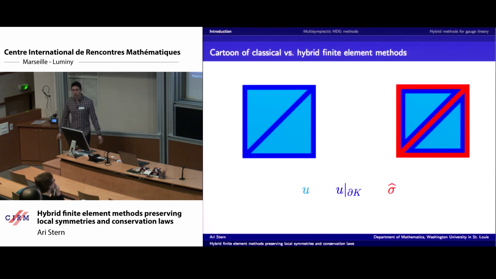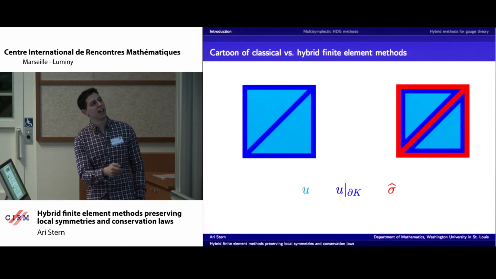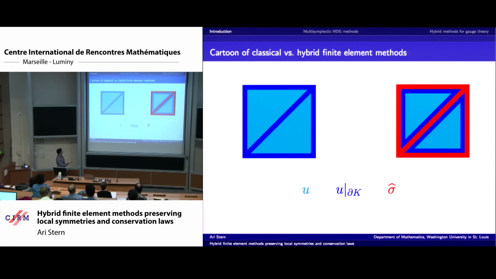If there's one picture I would like you to hold in your head throughout this talk, it's the following cartoon of classical finite element methods versus hybrid finite element methods. Here, this is my cartoon of a classical finite element method where I've got my u's defined on the interior of each triangle. And on the boundaries and interfaces between triangles, I've got these things that stand for the boundary values of u. Basically, I enforce that these two triangles share the same values on these boundaries.